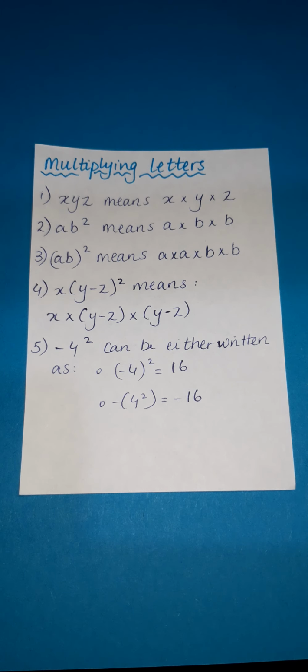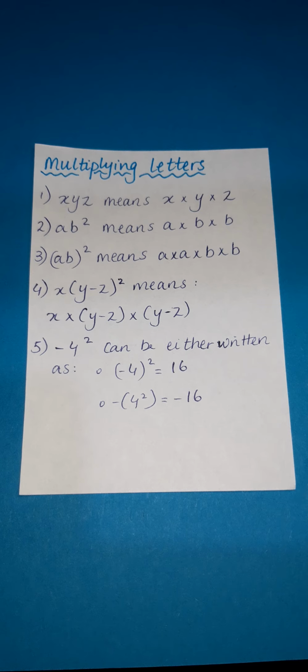The next thing we're going to look at is when we multiply letters. Now, number 1 says xyz means x times y times z. Normally, in algebra for GCSE maths, we don't add the multiplication signs because it makes it more clear for us to see. So xyz is much simpler than x times y times z. Number 2 is very similar because we have ab squared, which can also be written as a multiplied by b times b. Now we can see that b times b is basically b squared. So that is how it's written.